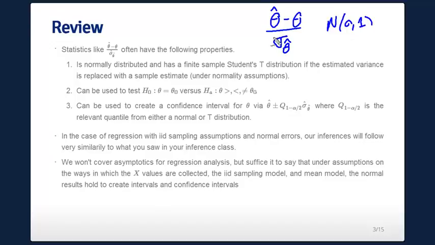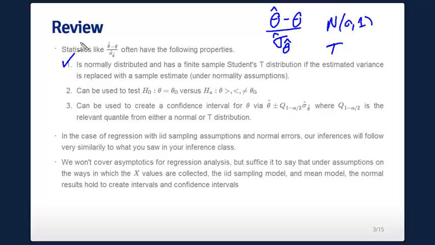And then often if we replace that sigma with its estimated version, for large sample sizes that also tends to be normally distributed, and often for smaller sample sizes it tends to be t-distributed if we have assumed normality at some point. The t-distribution has nice fat tails, so assuming a t-distribution often isn't the worst thing to do anyway. So it's often normally distributed and has a finite student's t-distribution as the estimated variance is replaced by the sample variance.